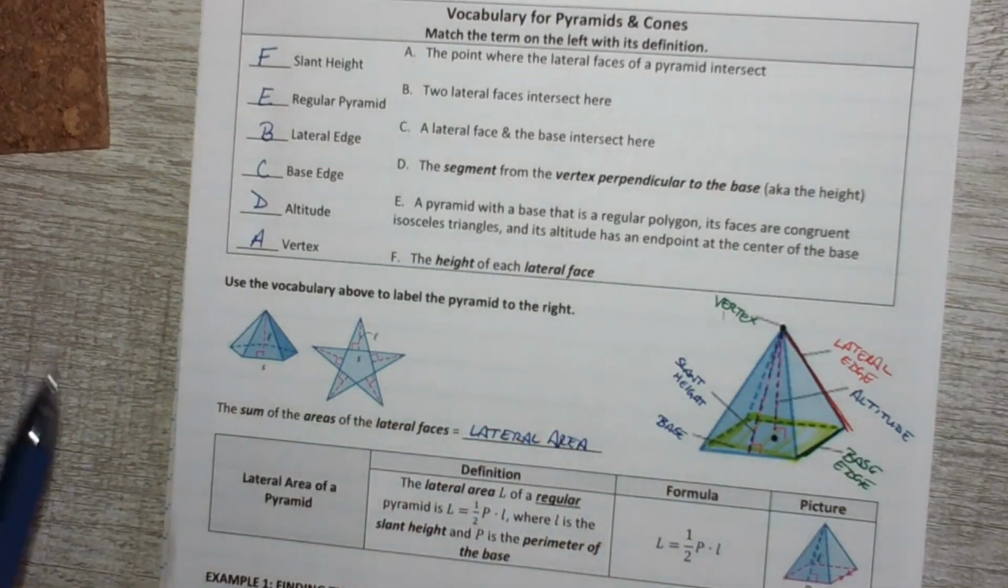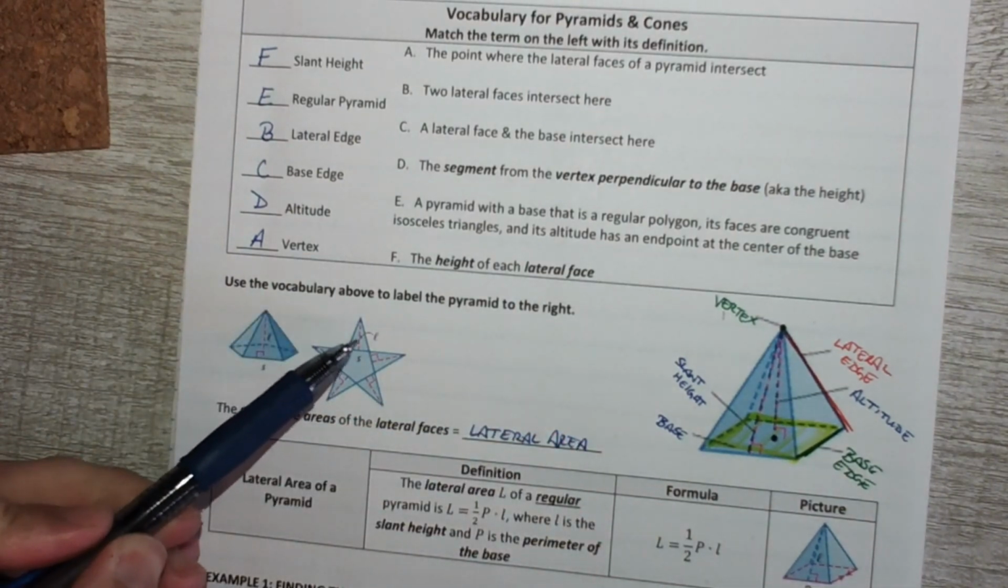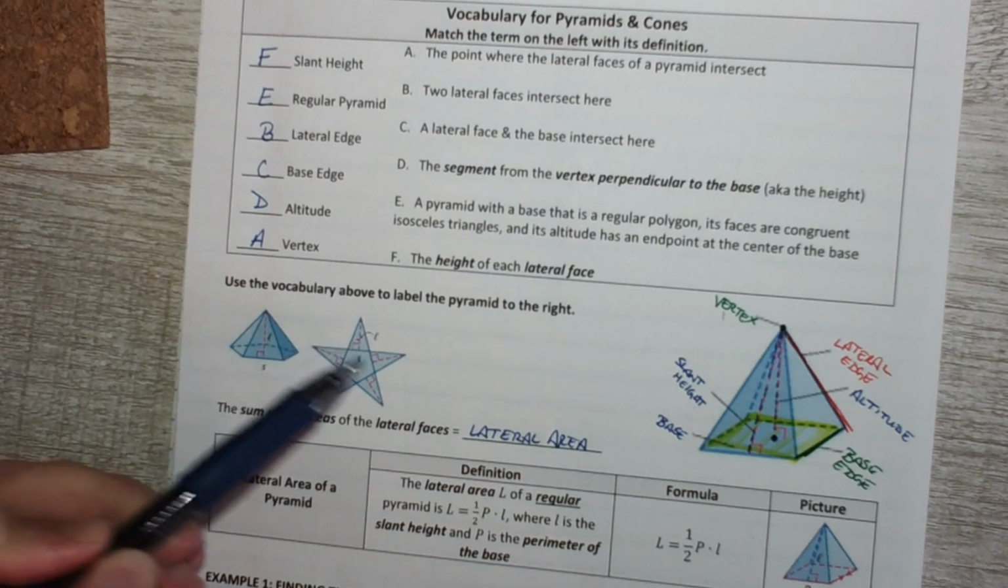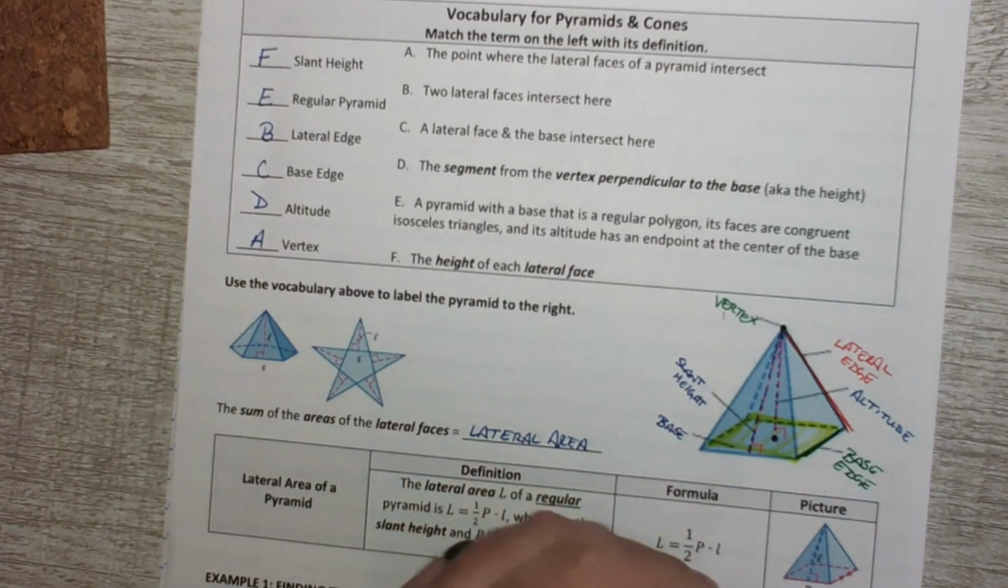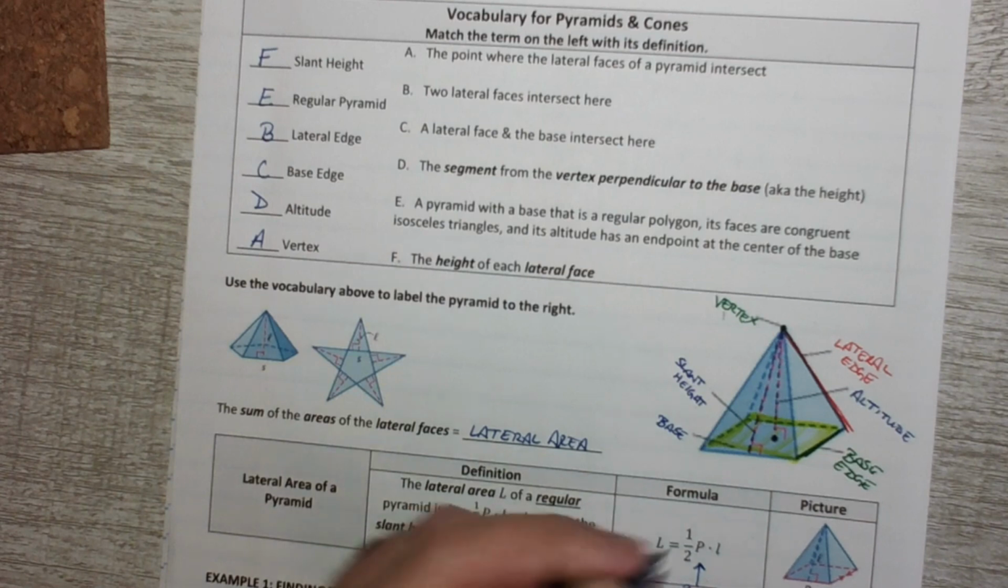Okay, so to find the lateral area, we're basically going to find the area of one of these triangles, and we're going to multiply it by how many there are. Okay, so to find the lateral area, I'll give you the definition in a formula. So the formula is L equals 1/2 P times L, where P is the perimeter of the base, and L is the slant height.